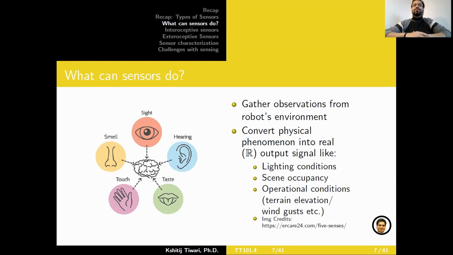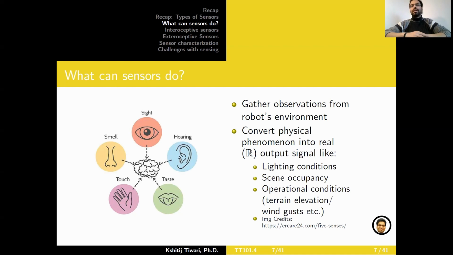So these sensors help the robot convert a physical phenomenon into a real valued output signal, which you also call an observation or a measurement, which could be something like light intensity, scene occupancy. So it could be binary, such as saying whether a certain area in the environment is occupied or empty. Occupied could mean occupied by an adversary, or by a static obstacle, etc. And something about operational conditions, such as what the terrain elevation is like, are there any wind gusts, etc., which affect the navigation of a robot.